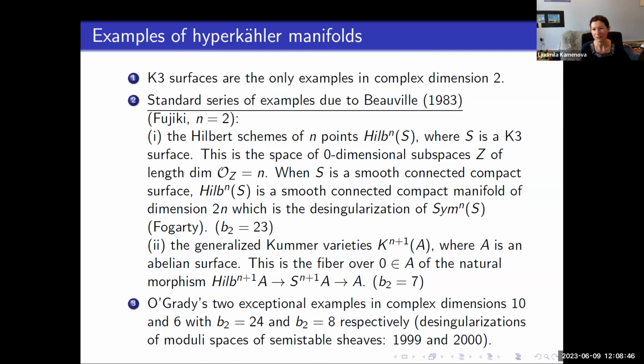You can think of the Hilbert schemes as moduli spaces of stable sheaves on K3 surfaces and abelian surfaces. But what happens if you take moduli spaces of semi-stable sheaves? You get some singularities, and only in these two cases you can resolve them and get exceptional examples of hyperkählers.